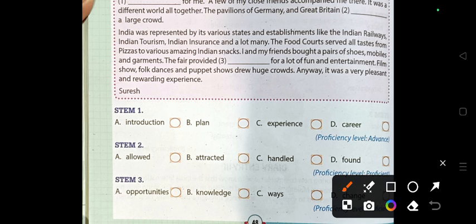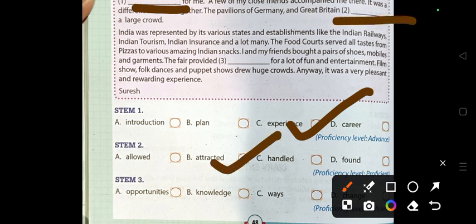So in the first space we put here experience, right? In the second space we put attracted, and in the third blank we will put opportunities.